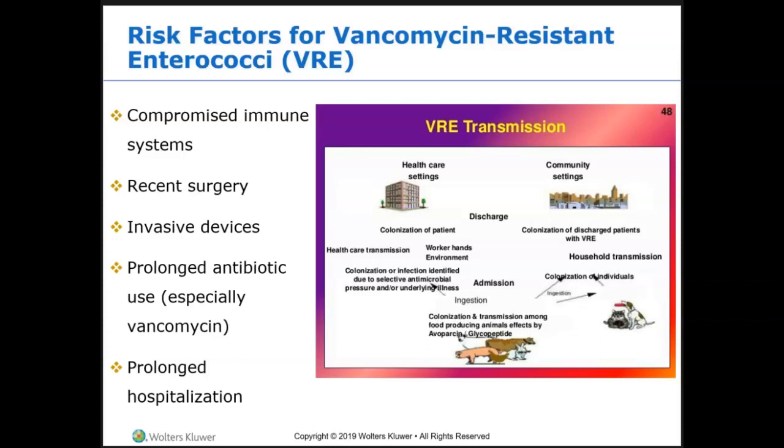So, risk factors for VRE are similar to other healthcare associated infections and include patients who have compromised immune systems, or patients who have recent surgeries, or maybe patients who had invasive devices put in, maybe they've been on prolonged antibiotic use, especially vancomycin, or even if they've had prolonged hospitalization. VRE is spread via contact with feces, urine, or blood of an infected person or a colonized person, right? Could come from a colonized person.